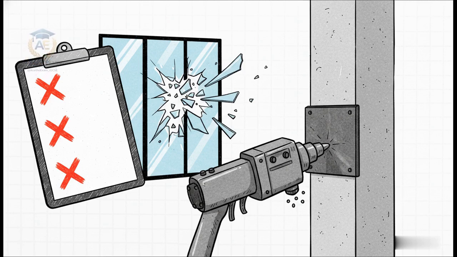Number 1 is vague details. Examiners absolutely despise generic lists. If you just write down, CVP makes assumptions, you instantly fail the stress test.